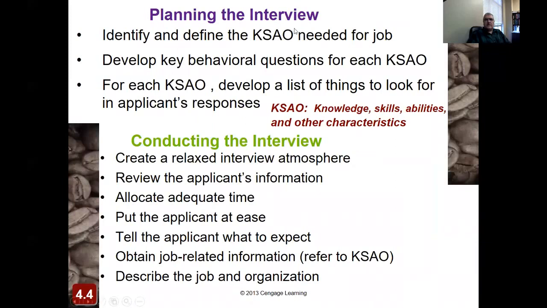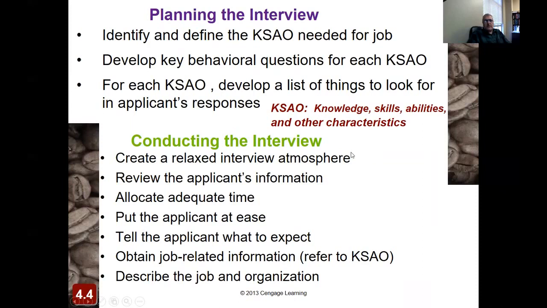Planning the interview is important. For the structured interview, you have to identify and define the knowledge, skills, abilities, and other characteristics needed for the job. Develop key behavioral questions for each knowledge, skill, ability, and other characteristic, each KSAO. Develop a list of things to look for in applicants' responses.